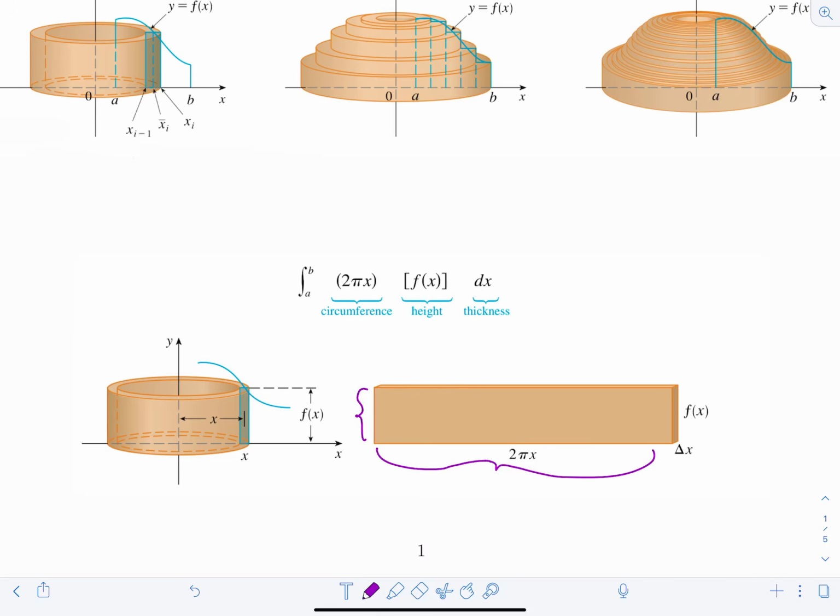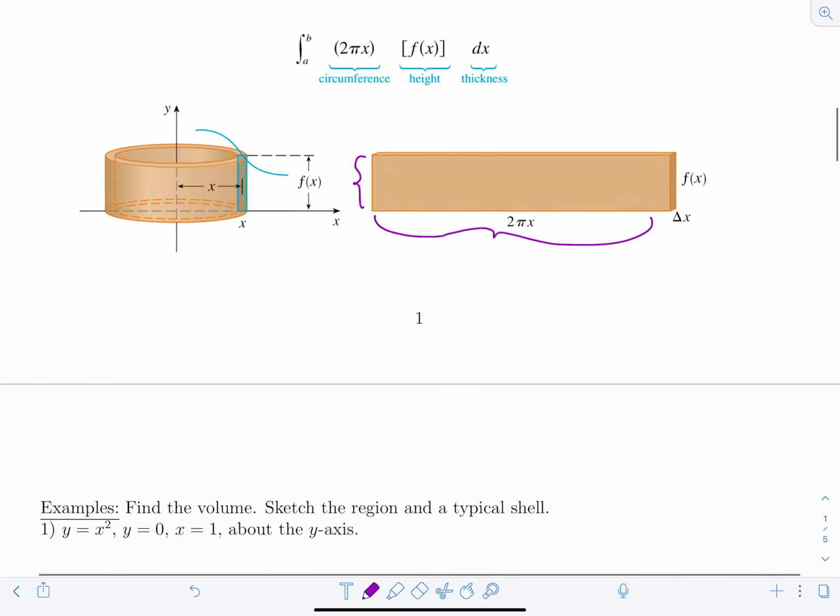Okay, so let's look at some examples. For some problems, you could set them up either using shells or disks and washers, and you can try to compute both ways. Other problems are too difficult to integrate with respect to one variable, so you are stuck using a particular method. All right, let's look here.